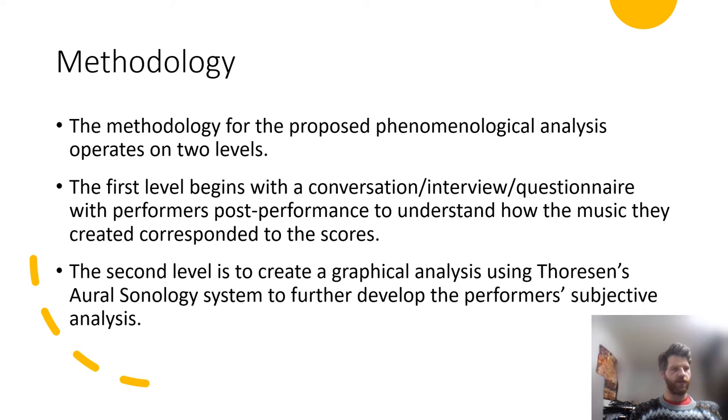The second level is to create a graphical analysis using Thorsen's aural sonology system. Because Thorsen's method has the capacity to create a coherent analysis for music for which the relationship between score and recorded performance is ambiguous and complex, the system is ideal for analyzing recordings of open graphic score interpretations.